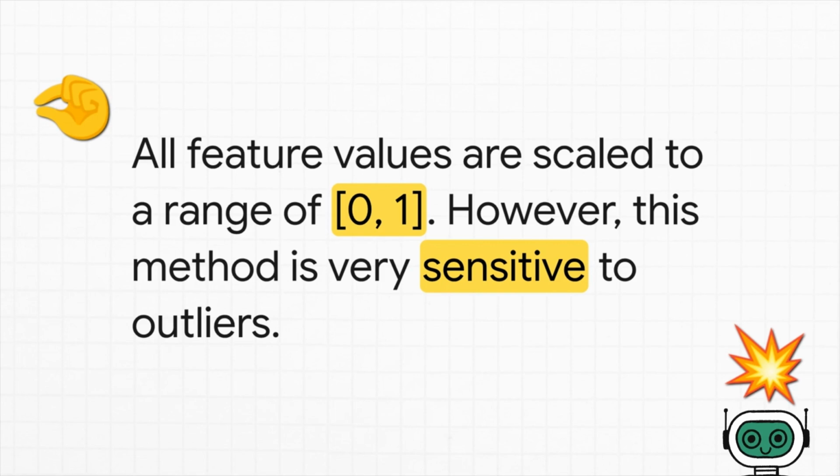But there's a pretty big gotcha. Because this whole process depends on the absolute min and max, it's super sensitive to outliers. Imagine you have one CEO in your dataset with a crazy high salary. That one person's salary becomes the 1, and suddenly everyone else's salary gets squashed into a tiny little corner, like between 0 and 0.05. You basically lose all the detail for the majority of your data.